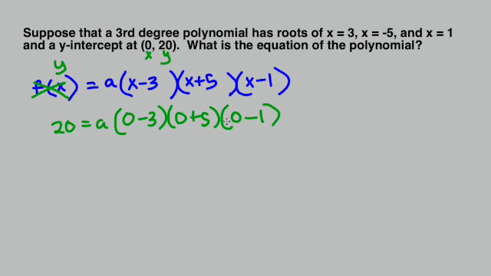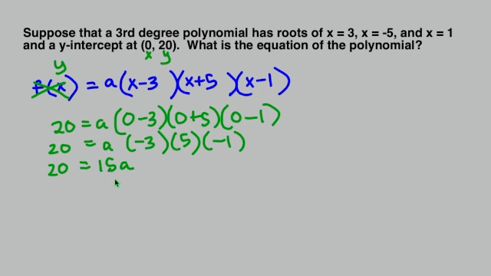Then I'm going to go ahead and simplify all this. So I have 20 equals a. This becomes negative 3. This next set of parentheses becomes 5. And this next one is negative 1. When I multiply negative 3 times 5 times negative 1, I get a positive 15. So I get 20 equals 15a. And then all I need to do to solve for a is divide by 15 on both sides. If I reduce this, they're both divisible by 5, so I get 4/3 equals a.